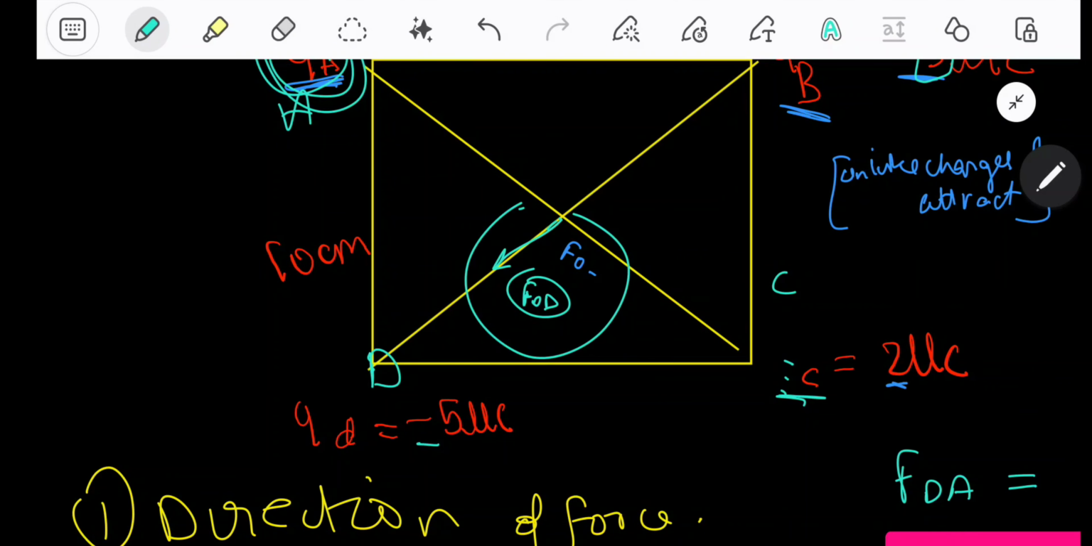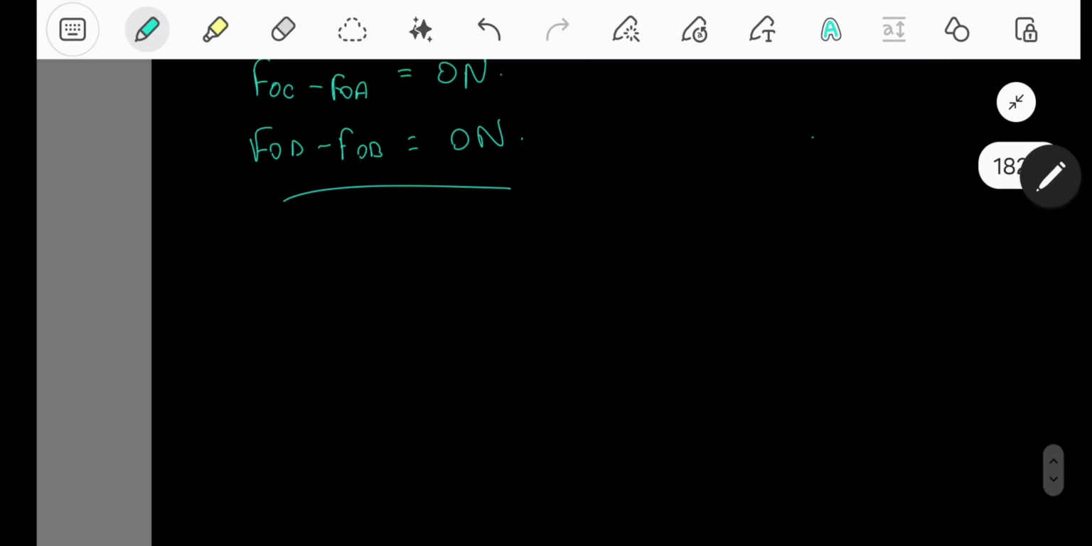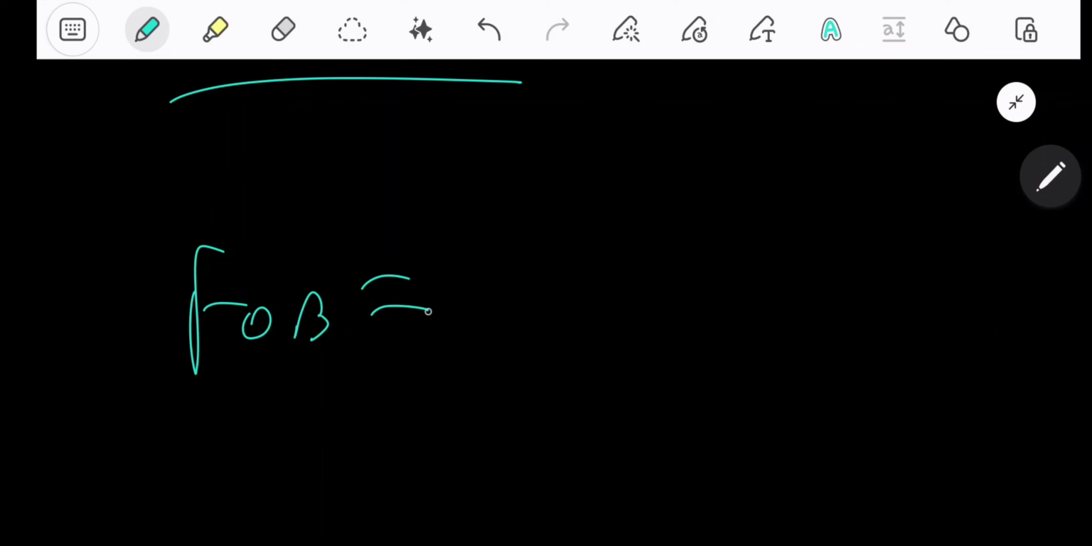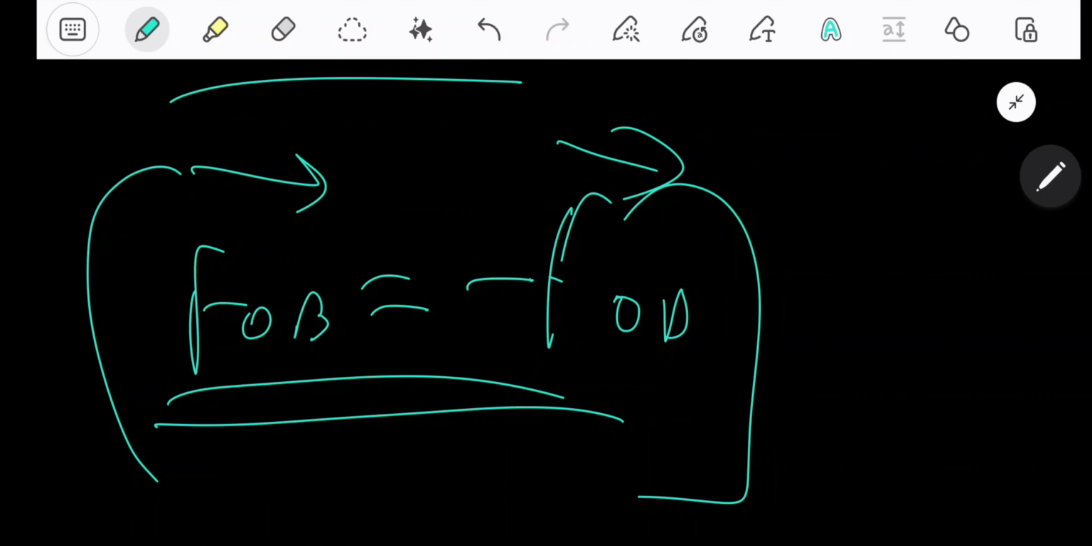Then after that, FOD. FOD is attracting force. That means it's along OD, right? You can just see the direction. It's not a big deal. So that's it. This was the question, and basically the forces were equal and opposite. That means you can just write FOB was equal and opposite to FOD, F vector. Remember to write vectors. So it's like that. All right.